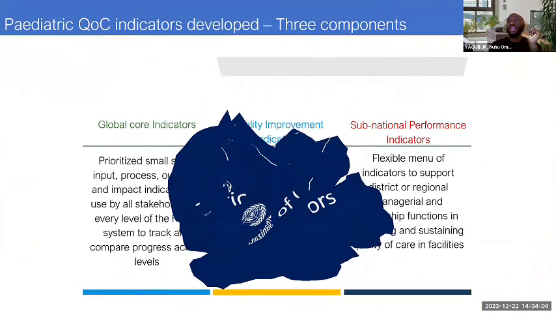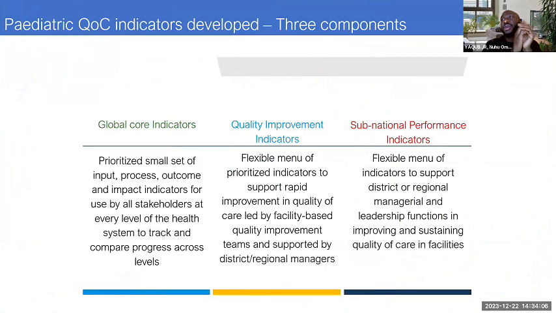And it's important to understand how these are organized. When thinking about measurements and quality improvement, it's important to think about three levels of measurement. What I'm going to emphasize in the next two slides are the global core indicators, which is a very small prioritized set of input, process, and outcome indicators, which countries will take and apply as relevant for them. So countries or districts do not need to adapt or include all 25 in the health information system if they're not relevant for their setting.